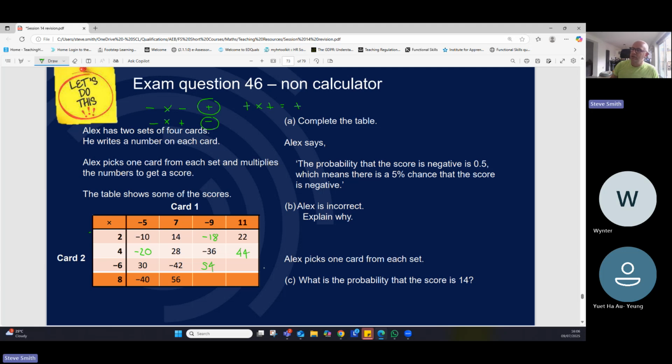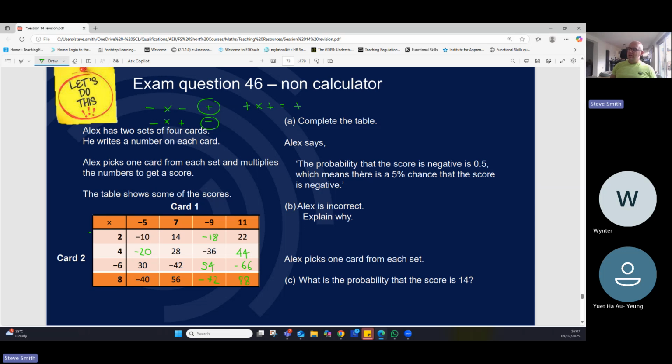If you weren't sure about these, it's non-calculator, but just write your times tables in columns here. You're absolutely fine, you're allowed to do that. Minus 6 times 11, minus times a plus, stays minus 66. And we've got 2 more to do. 8 times minus 9, a minus and a plus, so that's going to be a minus. 9 times 9 is 81, so we take away one lot of 9, that's 72. And then 8 times 11 stays as a plus. We've got all our numbers in the table, so we've done the first part of the question.